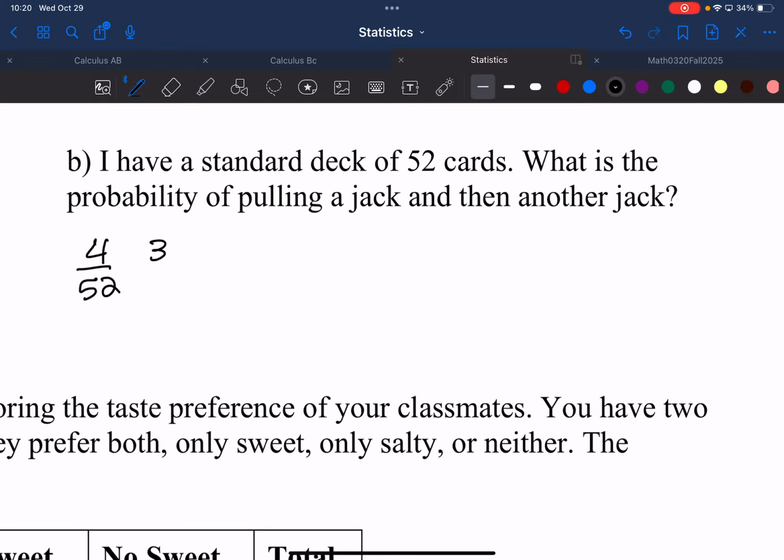And how many cards are in the deck? 51. So not only the bottom, the denominator decreased, but the numerator decreased because we are trying to pull the same card. Okay. So then you multiply those together and you get 0.005. Notice the probabilities of these happening are very, very small.